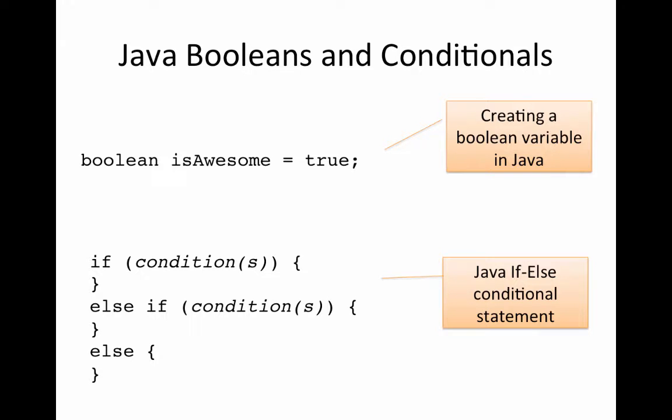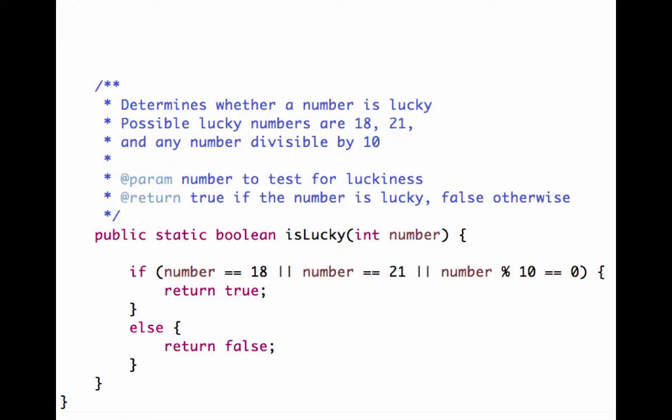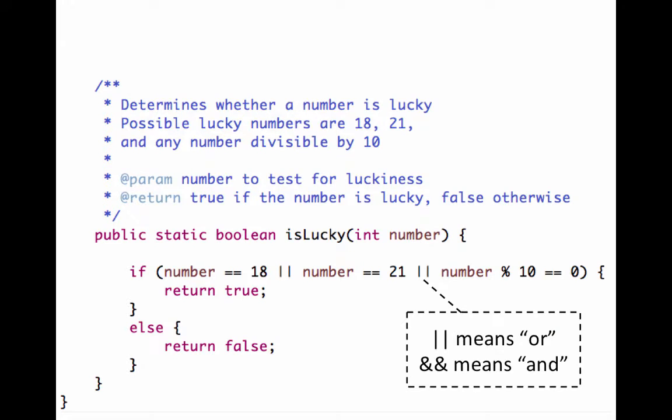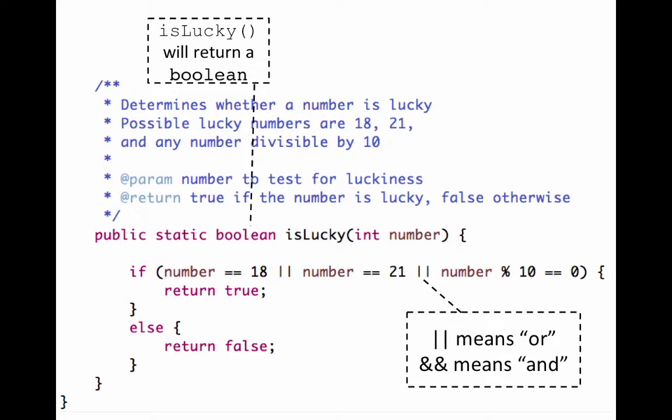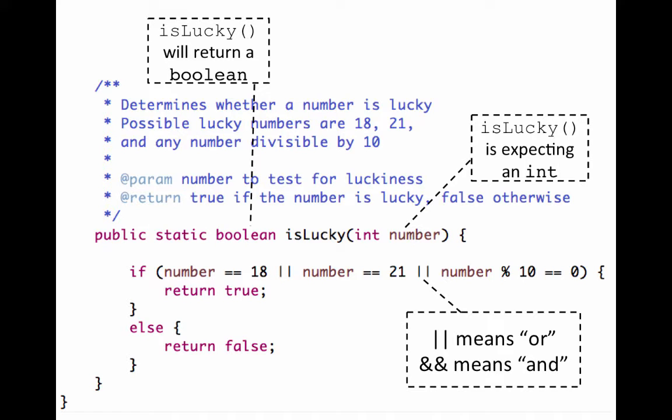So let's look at a concrete example. Here's an example taken from CodingBat. Inside there, you see my if and my else statements, and then the double bars mean or, and double ampersand sign means and. You'll see that my method isLucky returns a boolean. So there I'm specifying that it returns a boolean. My method isLucky is expecting an int as input. So when I call it, I have to pass it an int, and that input will be set as the value of the variable number.